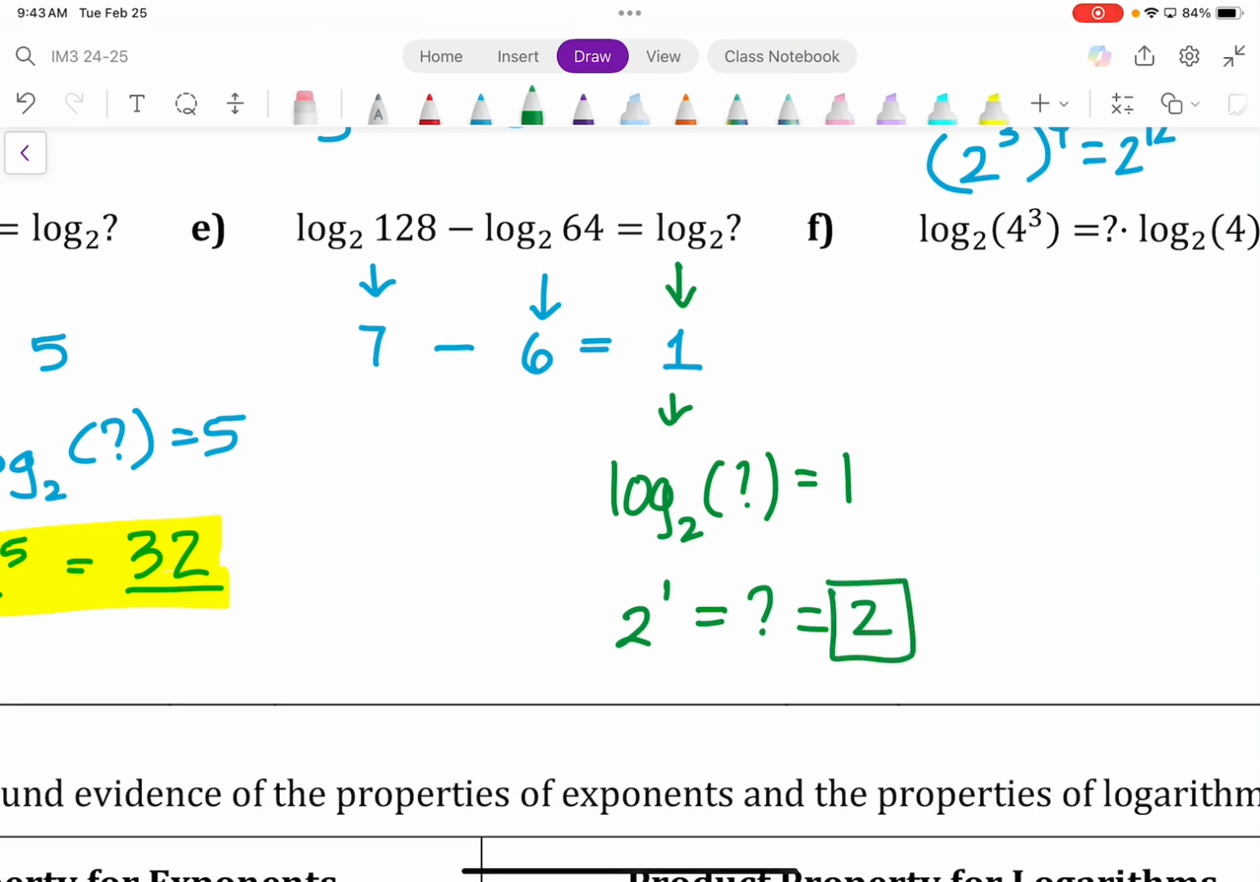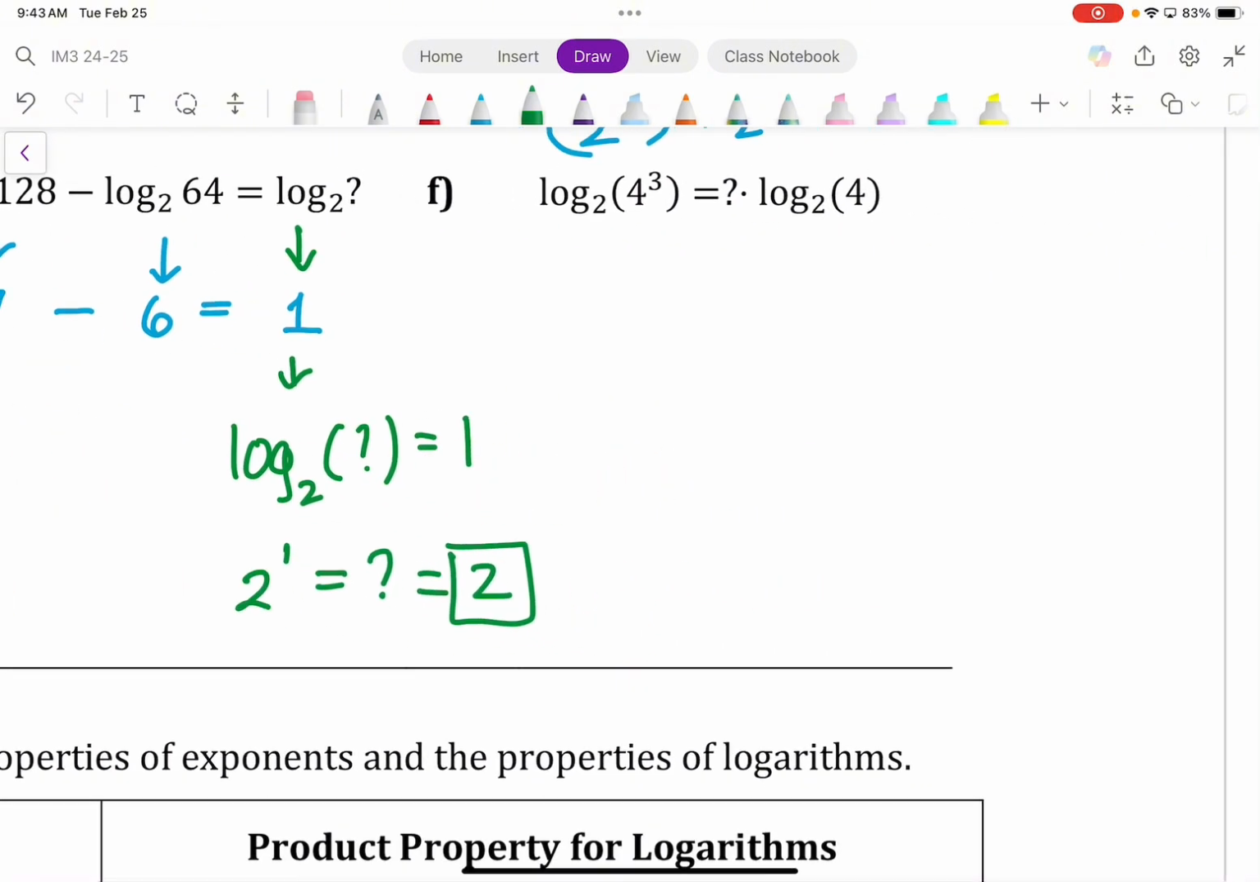Now this probably doesn't make sense to you because I see a lot of confused faces. We're going to explore properties of logarithms and see the behind the scenes of why this works. We're not going to actually do it this way moving on, but this is how you would solve it if you didn't know how to apply the properties of logarithms. So if it doesn't make sense to you, don't stress too much about it.